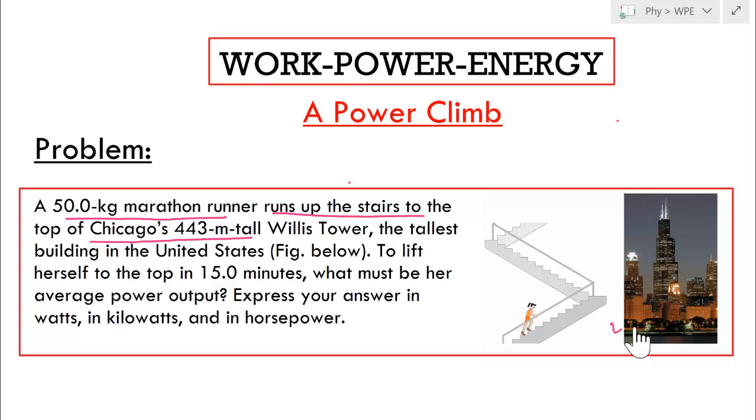So this is the Willis Tower, and the height of this building is given, and this height is 443 meter. Now a runner wants to go onto top of this tower. So basically she wants to climb using the stairs to the top of the tower, and the mass of a runner is also given. So this mass is equals to 50 kg.